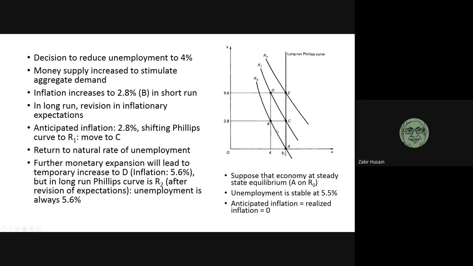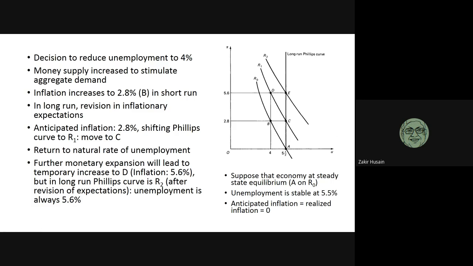So you move from A to B and from B to C. If you continue increasing money supply, you're going to go up like this along R1. Then again, people change the expectations, revise the expectations. You come back to E. And well, if the policymakers don't learn, you're going to set up an inflationary spiral like this. It's going to go up like this.